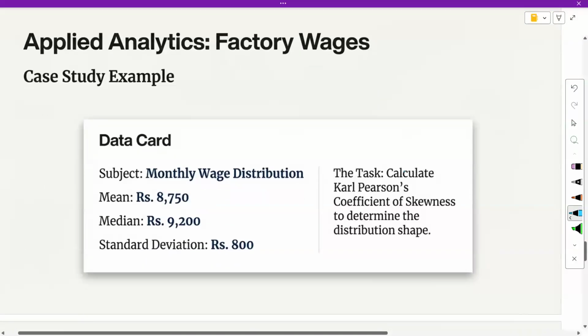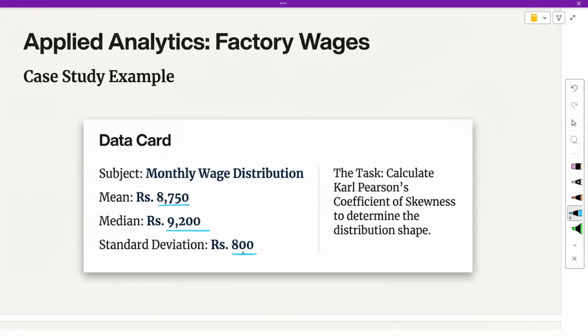Now let us work with an example data set. A monthly wage distribution is given, with a mean of 8,750, a median of 9,200, and a standard deviation of 800. For this data set, which equation can we use?